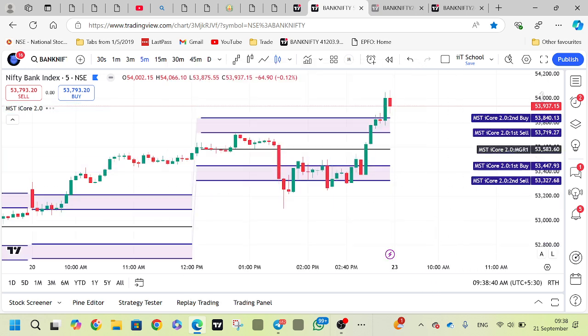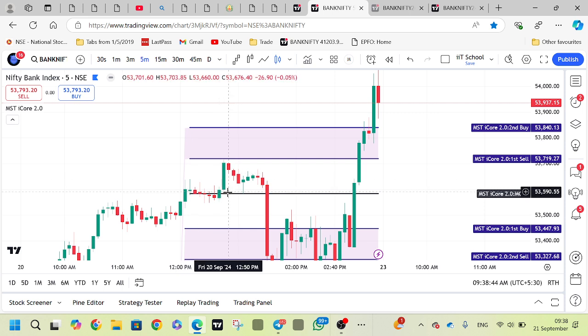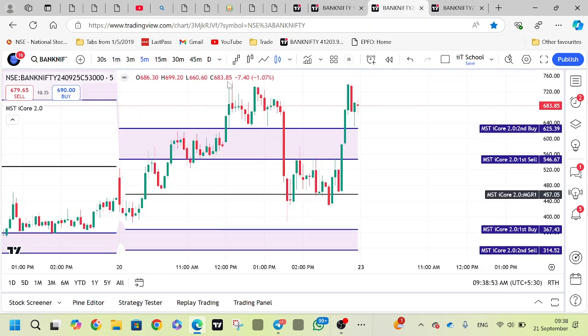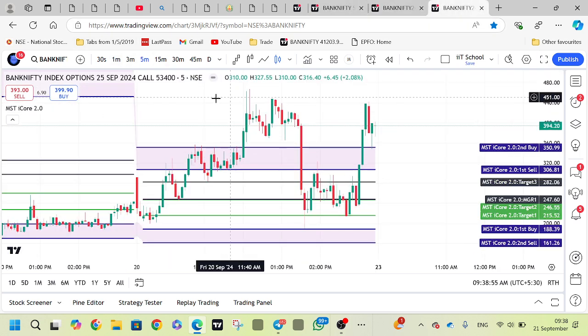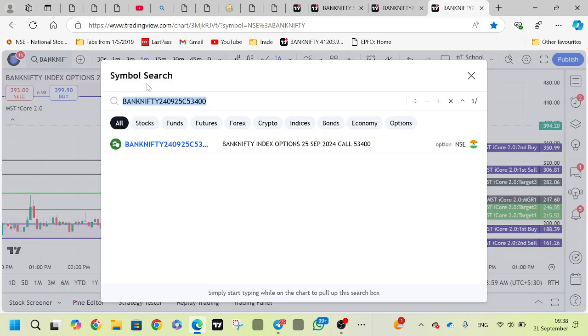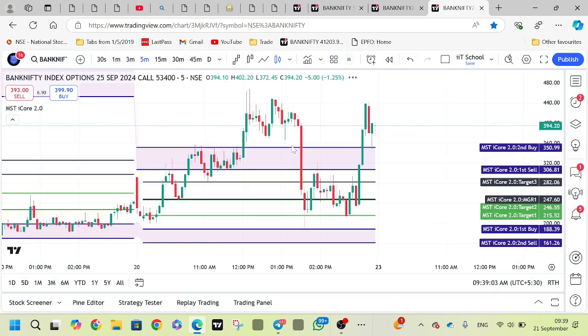And if you see here, perfectly our sell entry got activated, that is 53,800. What time? Here you can notice 12:45. Go here and take your put option. This is the call option. This is also the call option. So I will take the put option, the 53,800 put option.